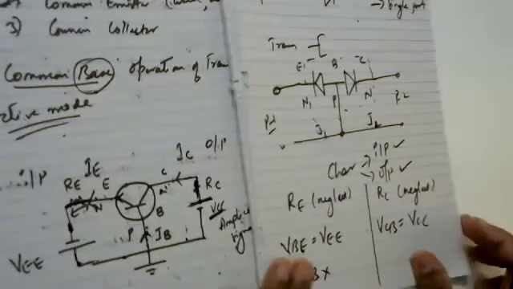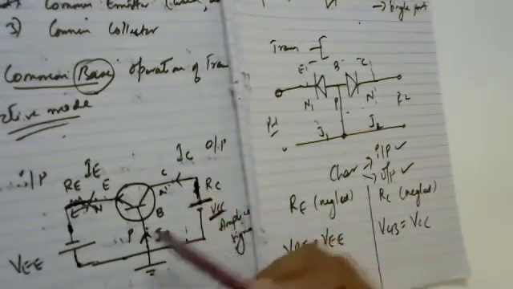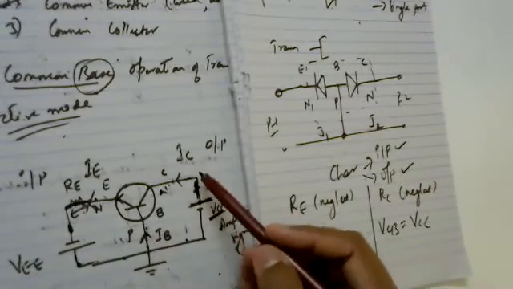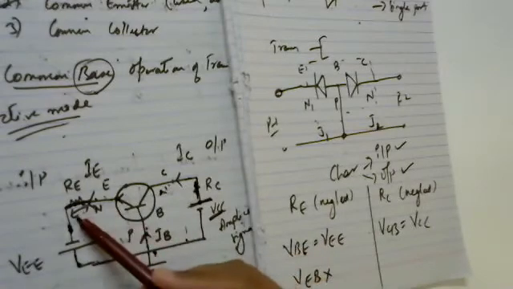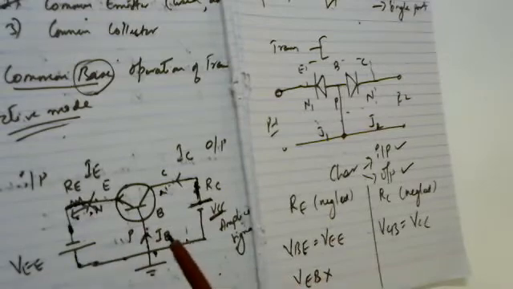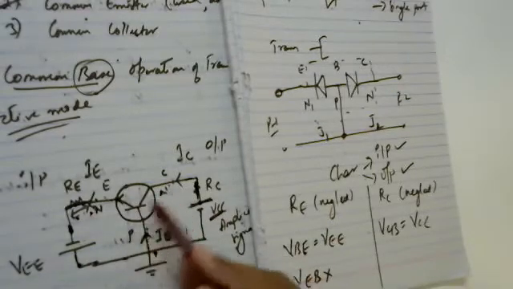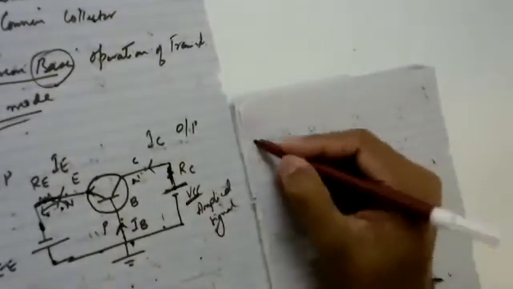Okay. So here collector is at higher potential and base is at lower potential. But in this case here, base is at higher potential and emitter is at low potential. Now if I write the equation for current in this circuit, what will I get? If I treat this transistor as one node, then I'm simply applying KCL.